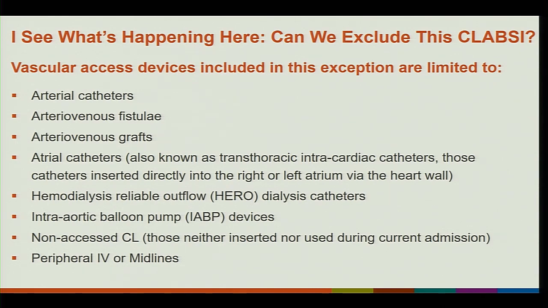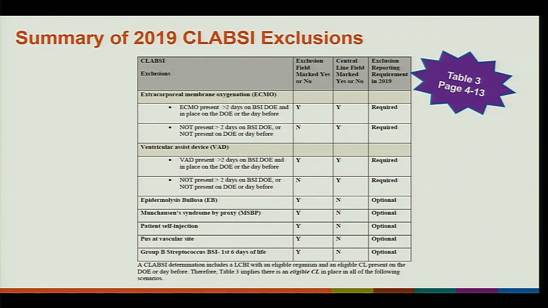Here is a list of vascular access devices located in the pus at the vascular site CLABSI exclusion. This is a summary of the 2019 CLABSI exclusions previously discussed. This is Table 3 on page 4-13.